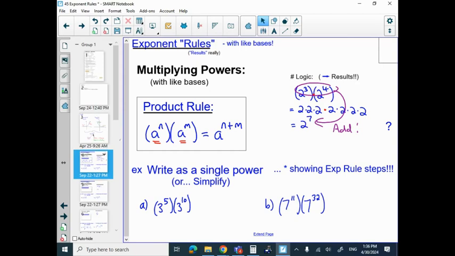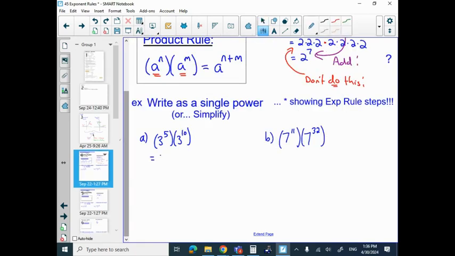Let me just point out, you're not doing this. I would say, don't do this. This was just to justify the rule, that it makes sense, right? So here we're not going to write out 5 3s and 10 3s. We're just going to say, based on the rule, we know that we would add the exponents, and so we get 3 to the power of 15. Same thing here. We're certainly not going to want to write out 11 and 32 7s. So we just go 7 to the 11 plus the 32, and we get 7 to the 43.